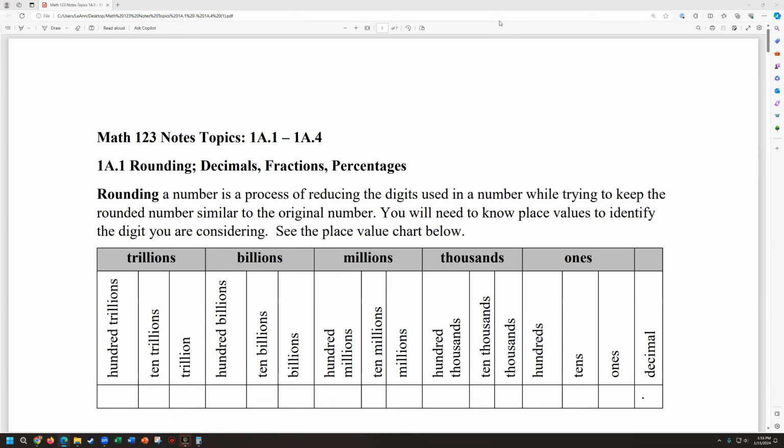So the first topic in 1A, 1A.1, is the first subtopic here, which is rounding, decimals, fractions, and percentages. Rounding a number is a process of reducing the digits used in a number while trying to keep the rounded number similar to the original number. You will need to know place values to identify the digit you are considering. See the place value chart below. So we're going to look at this a little more in depth.